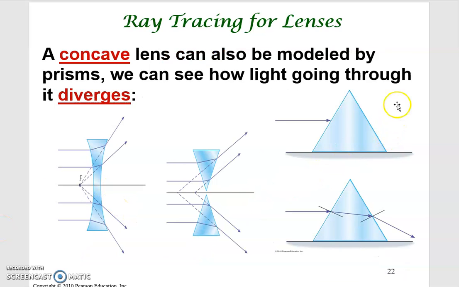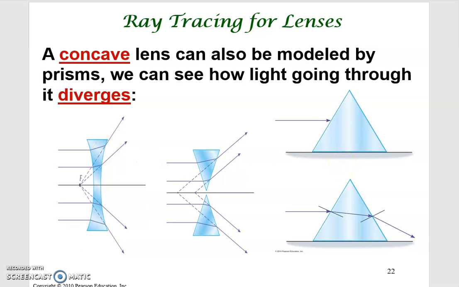Now, not a surprise to you, a concave lens can diverge the light. You can once again consider the double concave lens as made of two prisms, but now you can see the shape of the prism is opposite to the previous case. So apparently the upper one will diverge the light, and the lower one will also diverge the light. But still, the light can pass through the lens.